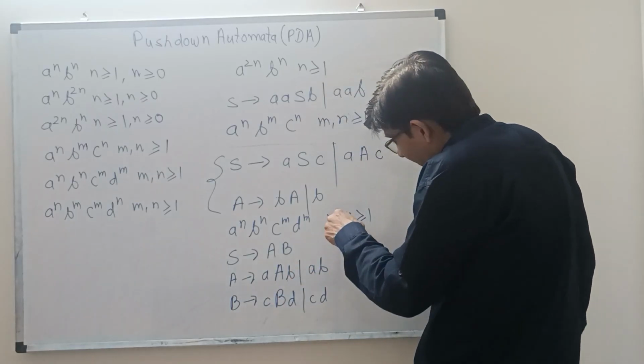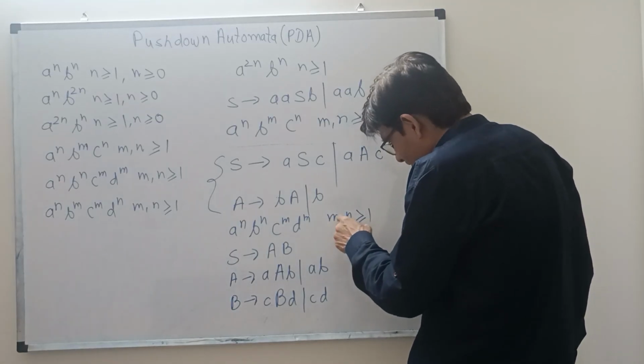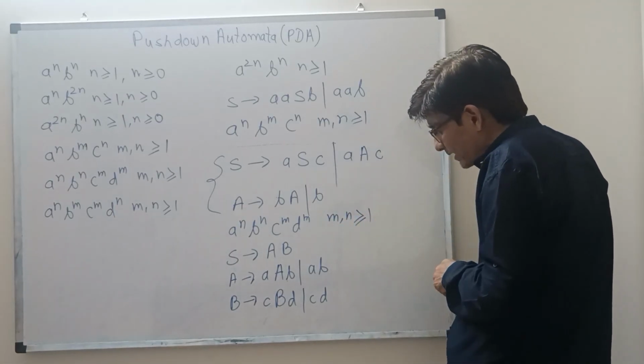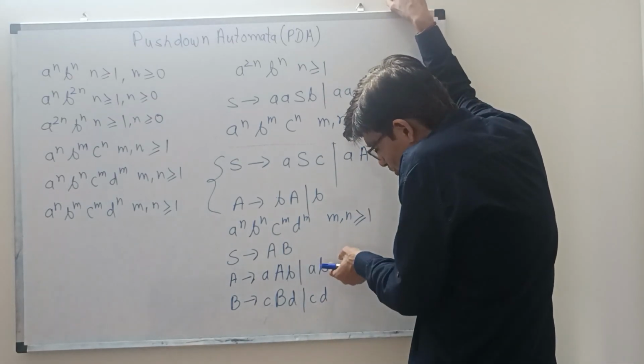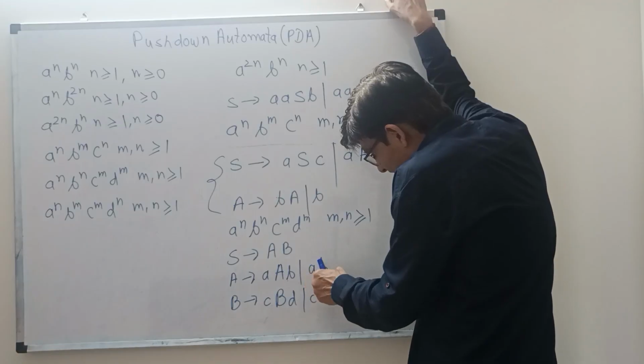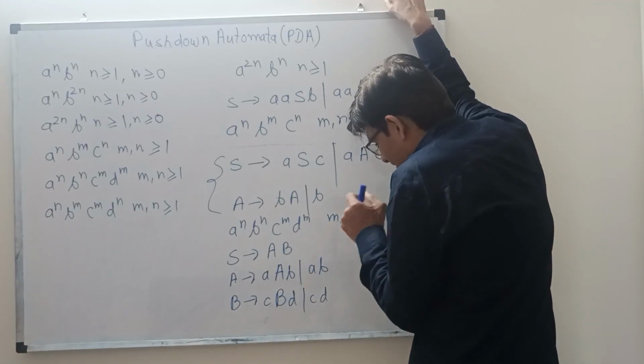Now if m is greater than or equal to 0, and n is greater than or equal to 1, here we must have at least one occurrence of CD. So in this case, this can be converted to epsilon, this can be converted to epsilon.